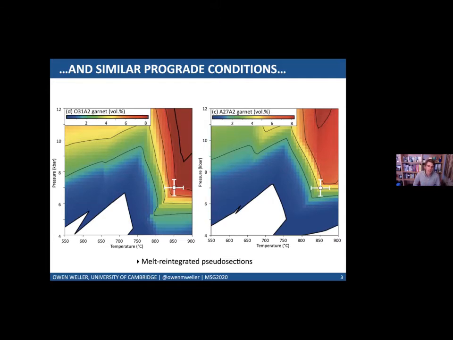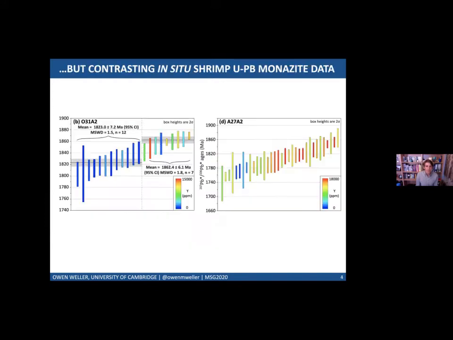And again, this was just to see how their mineralogy may have changed during any kind of prograde path. So this just shows you how their garnet volume percent may have changed as a function of pressure and temperature. And again, this is just to emphasize that the two samples here look like they experienced very similar PT modal garnet conditions.